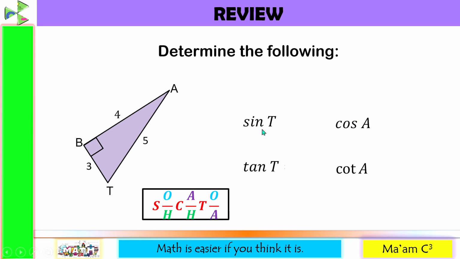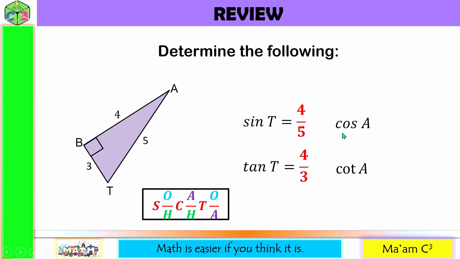So we have sine, and sine is opposite over hypotenuse. Sine t, here is angle t. Opposite is 4, hypotenuse is 5, so we have 4 over 5. Next one, we have tangent t, and tangent is TOA, opposite over adjacent. Here is t again, opposite is 4, adjacent is 3, so this is 4 over 3.